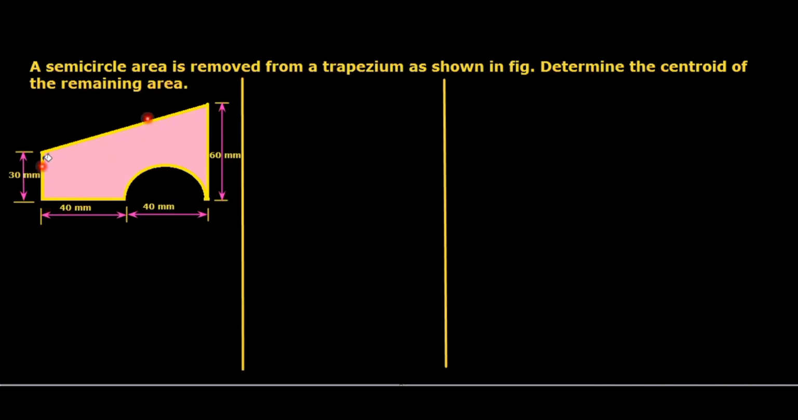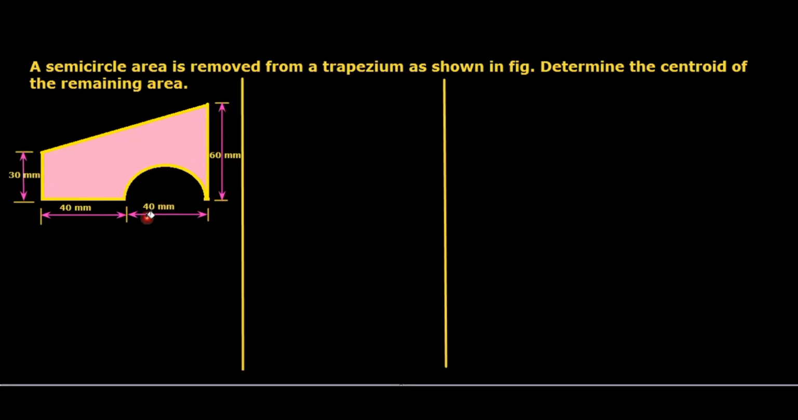Here you can see this is a trapezium. From the whole trapezium, a semicircle portion has to be removed. For this, we are going to calculate the centroid. Actually, guys, this is an unsymmetrical section first of all. With respect to the horizontal axis that passes through the center of gravity, or the vertical axis that passes through the center of gravity, it is not symmetric. It is not symmetric about any axis.